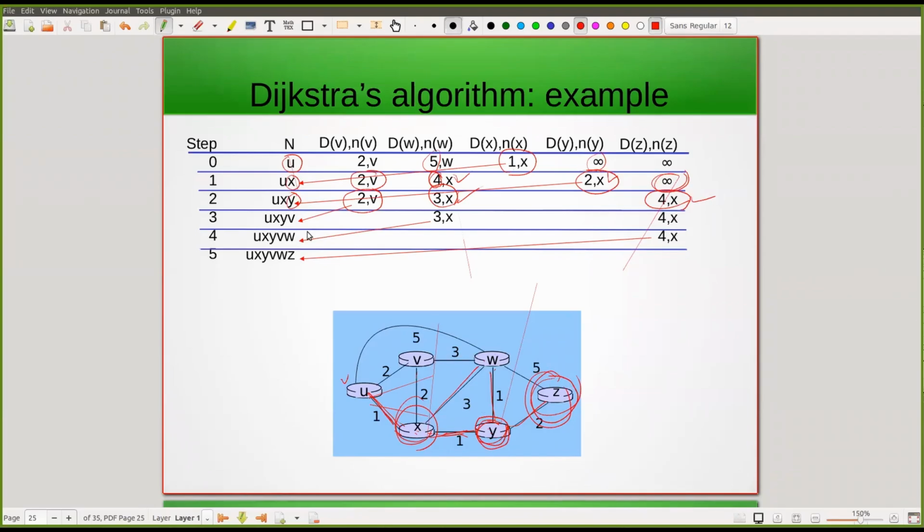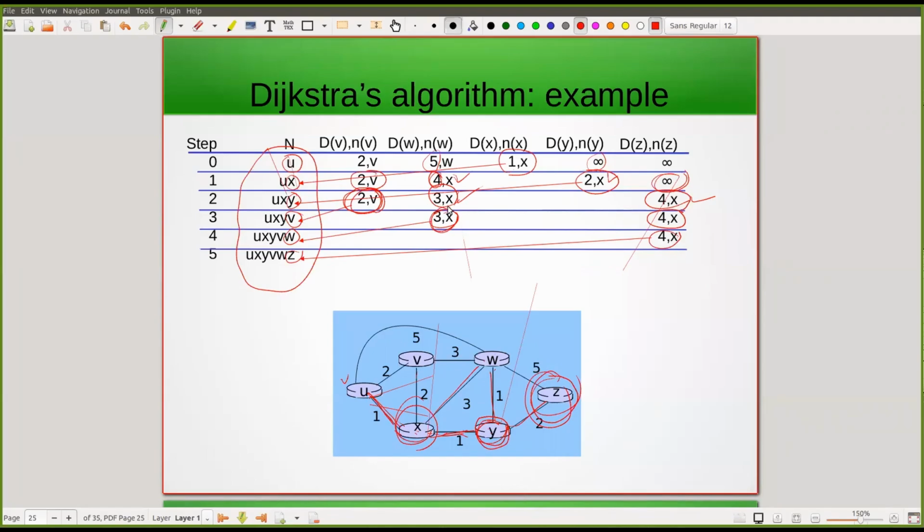Similarly, now it is going to add the next nearest one, that is V. After adding V, the cost remains the same, as you can see easily. There is no change after adding V. Then the least cost is W, which is 3. W is added, and after adding W there is also no change. Finally Z is added. Once all the nodes have been added, we stop. Whatever final values you have by that time are the least costs.